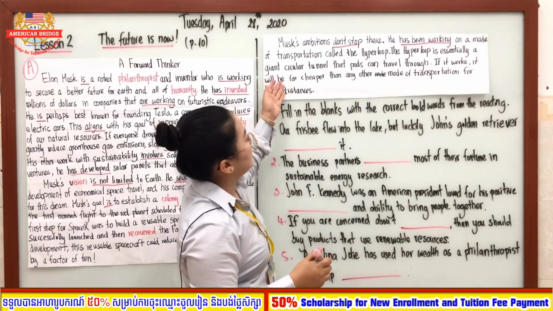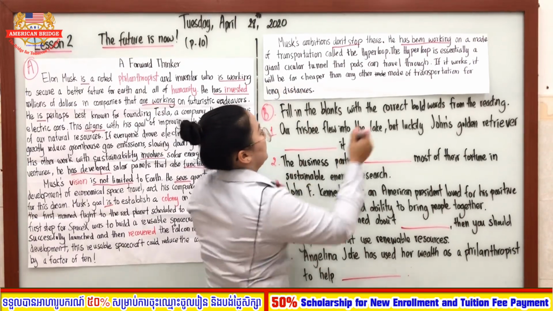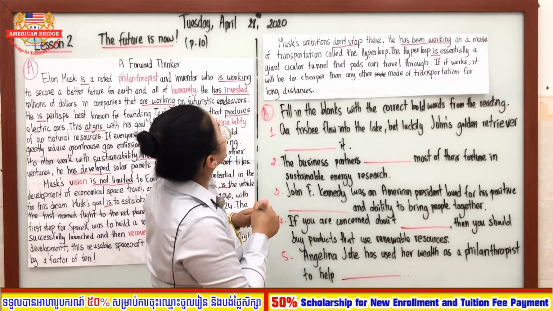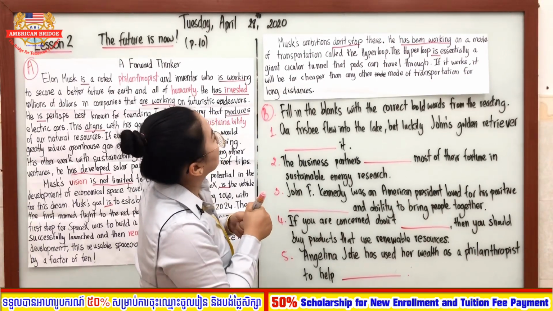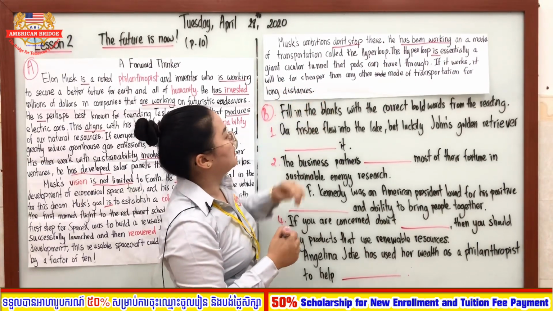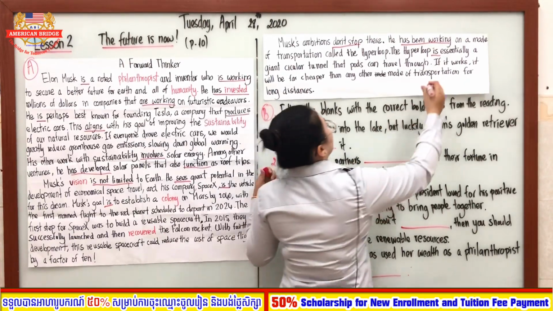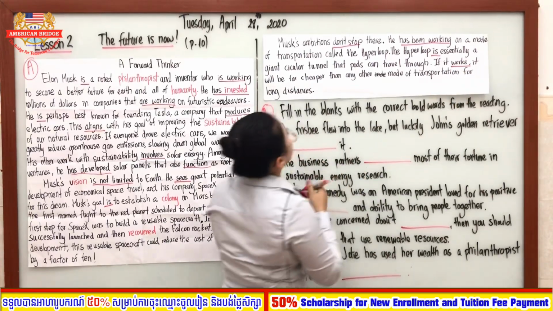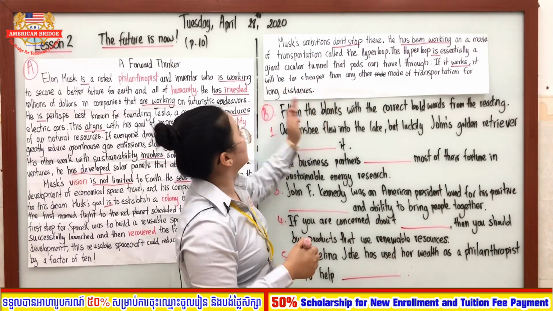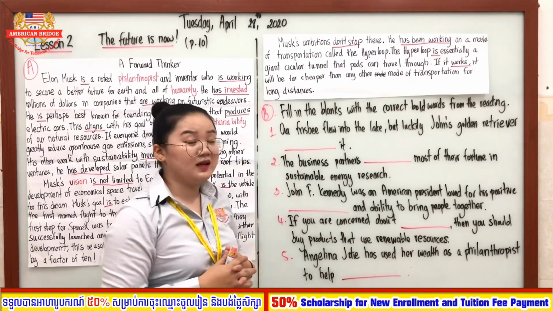The Hyperloop is essentially a giant circular tunnel that pods can travel through. As if it works, it will be far cheaper than any other mode of transportation for long distances. Okay, if it works, it will be far cheaper than any other mode of transportation for long distances. Okay, so I think that's it for our present tense verb.